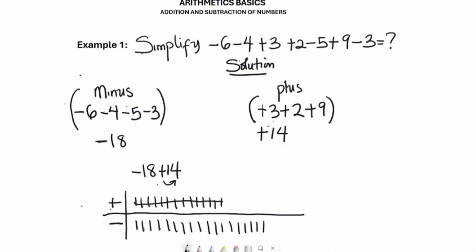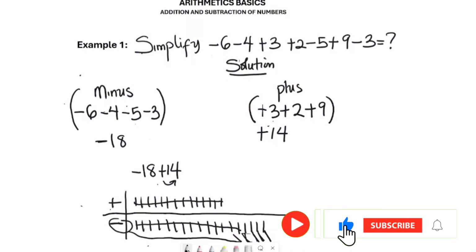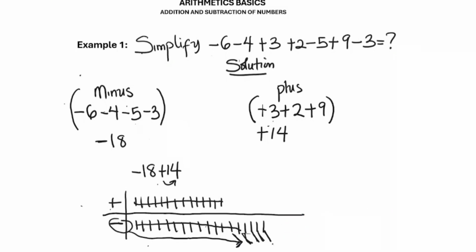14, we take out 14 from this part. Right? We'll be left with what? We'll be left with 1, 2, 3, 4. Therefore, our answer becomes minus the remainder, which is minus 4. Right? That becomes our answer. Therefore, the answer to this arithmetic operation becomes minus 4. So if we simplify all of this, what we are going to get here is minus 4 as our answer.